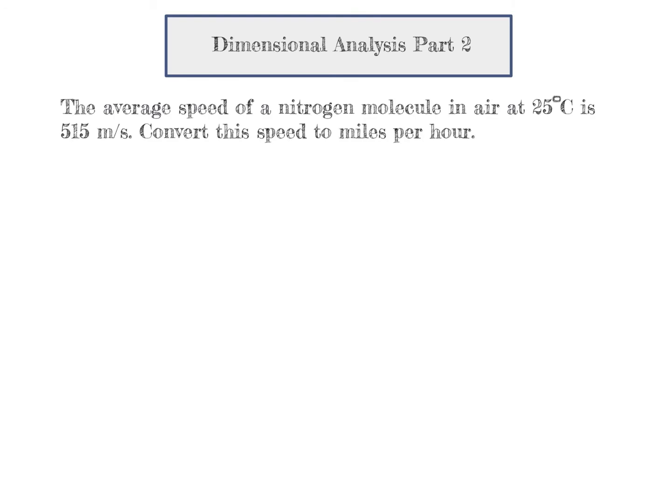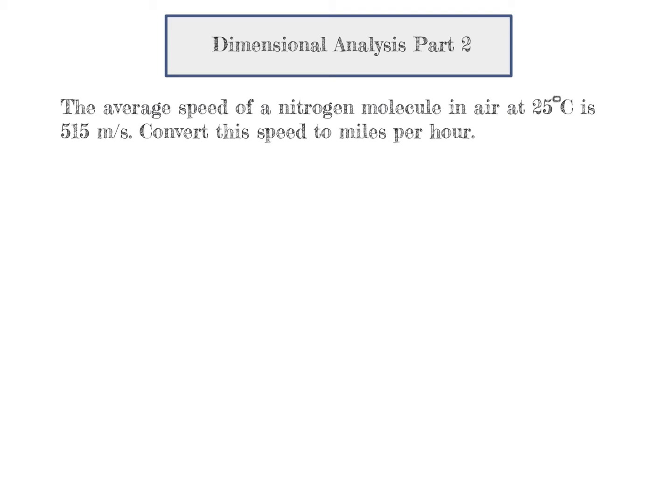Our next dimensional analysis example has two different units that need to be changed at the same time. The first thing we need to do in these more wordy questions is figure out what numbers are actually important. So let's read. The average speed of a nitrogen molecule in air at 25 degrees Celsius is 515 meters per second. Convert this speed to miles per hour.